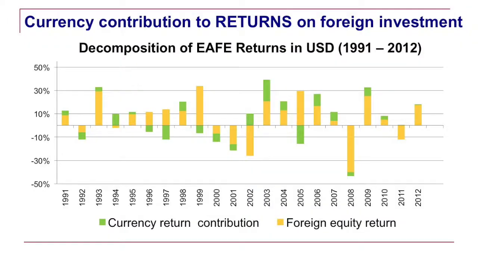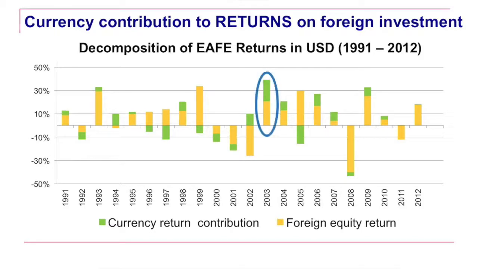Now let's look at some real data and see to what extent the currency contributes to the return of your foreign investment. A typical benchmark used to assess the performance of foreign equity, non-US equity, is the EAFE index. That stands for Europe, Australasia, Far East Index, provided by MSCI. And here in this plot, in gold you see the foreign currency return, and in green you see the currency return contribution. And the sum, the gold and green, will give you the dollar return.